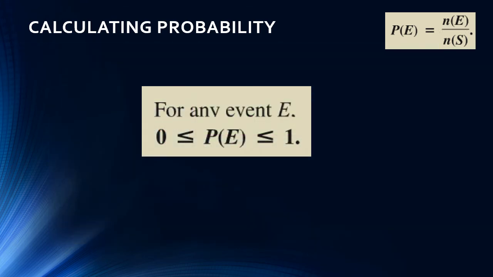For any event E, the probability of E has to be between 0 and 1, and that's all this is saying. If it's impossible for it to happen, it'll be 0. If it's guaranteed to happen, it'll be 1, and it can fall anywhere in there. So probabilities in general go from 0 to 1, inclusive.